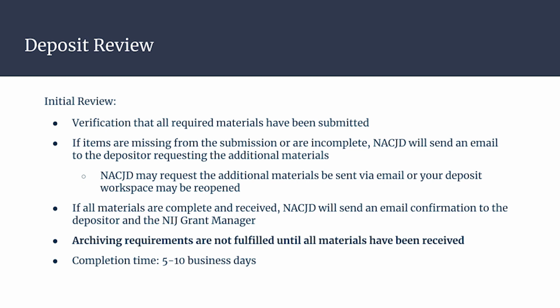If materials are missing from the submission or are incomplete, for example, a privacy certificate that is not fully executed, NACJD will send an email to the depositor requesting the additional materials. Once all required materials have been received and are complete, NACJD will send an email to the depositor and the grant manager confirming this. Please note that your archiving requirements are not fulfilled until all materials have been received by NACJD. Only then will your grant manager be notified. The completion time for the initial review is about 5 to 10 business days from the date of submission.